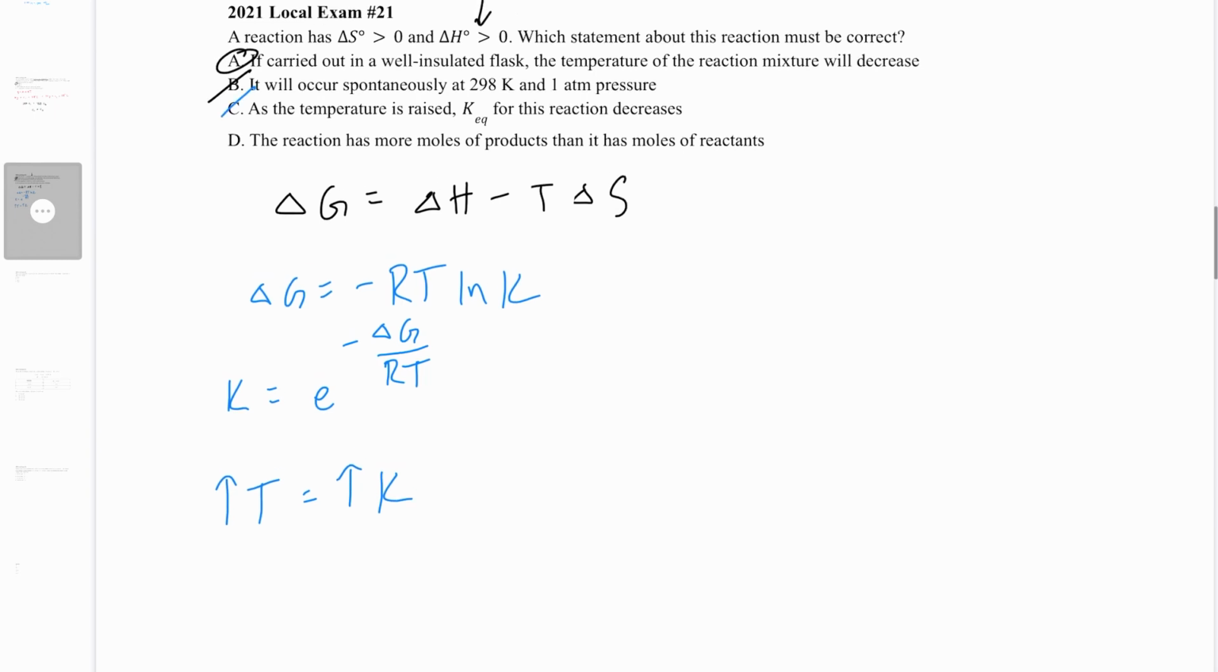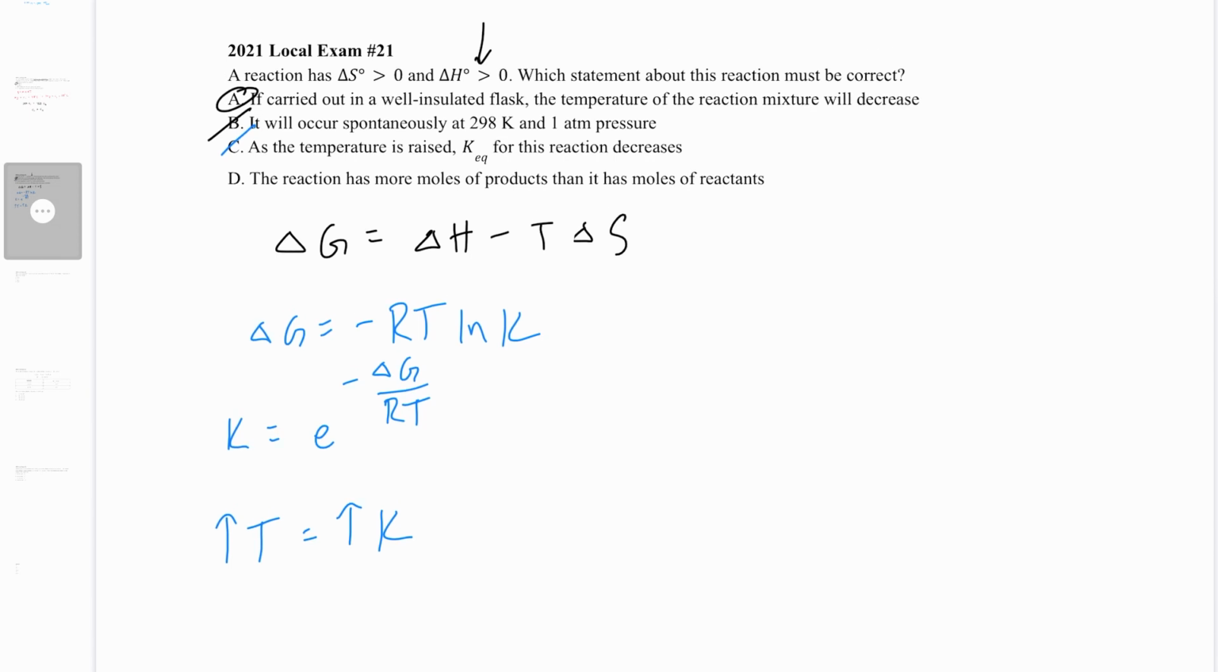And D, the reaction has more moles of product than it has moles of reactants. Now, I guess this could explain why our change in entropy is positive, but your change in entropy could be positive from other factors like a phase change. So although this could be the case, it's not necessarily the case. It must not always be correct. So D can't be the right answer. Therefore, A is the answer for 21.